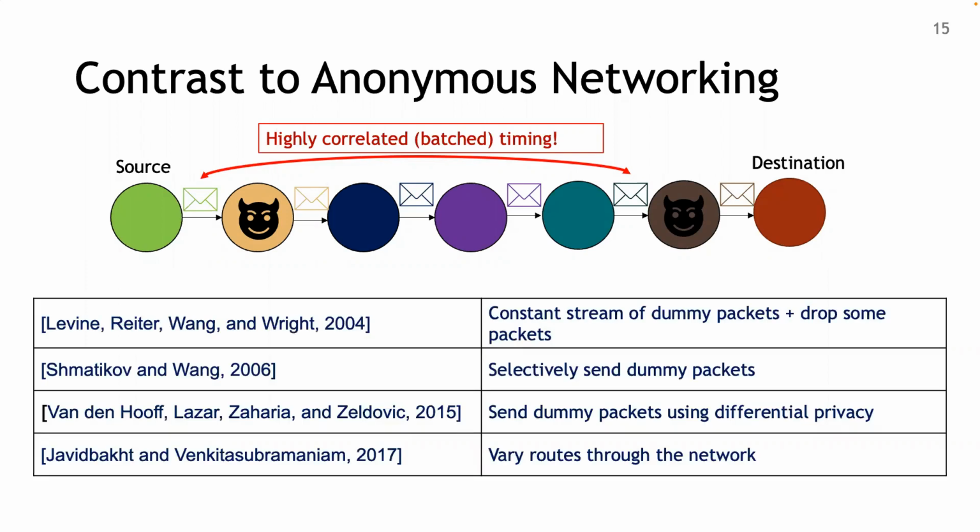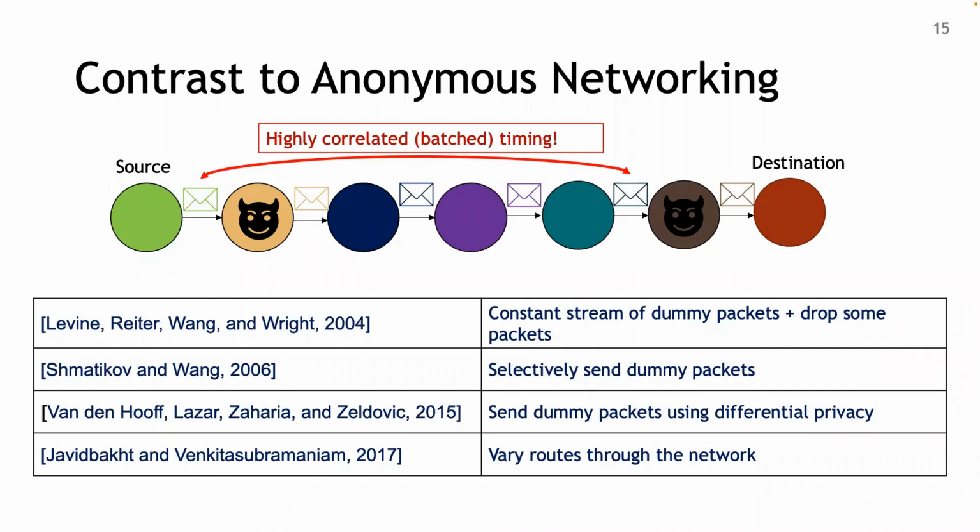And so there's a long line of work that proposes a number of different solution concepts. This first paper by Levine et al. says you should add some constant stream of dummy packets on the network and also randomly drop some packets as they come. The idea there is if you're constantly sending packets, it should hide some of these correlations. Then there have been a lot of iterations on improving the way that you send dummy packets.